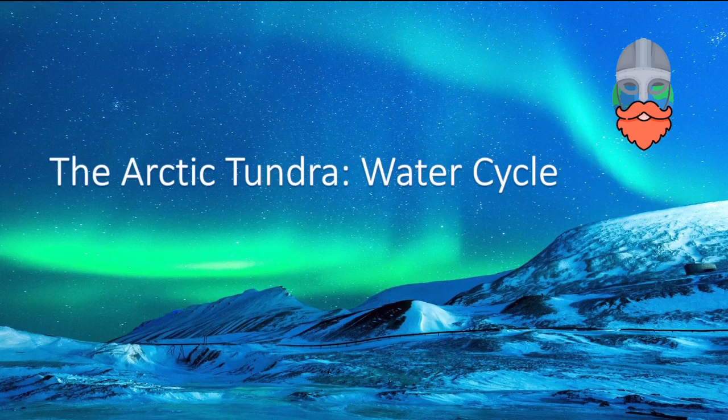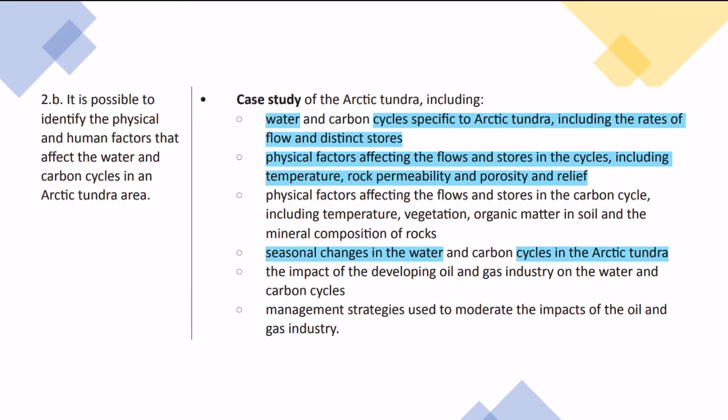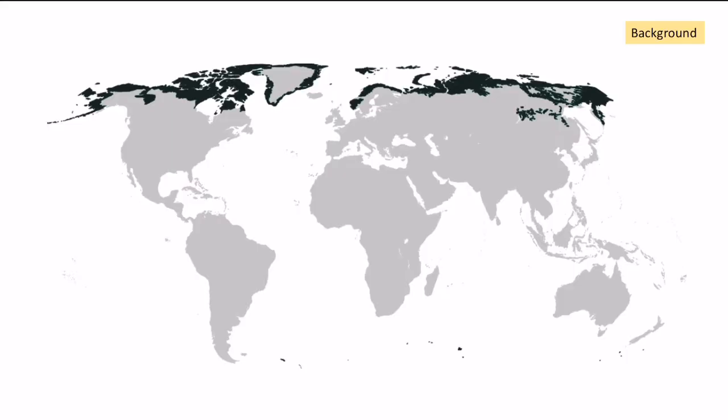In today's video, I'm going to be talking about the Arctic tundra and specifically the water cycle in the Arctic tundra. This is for the OCR A-Level Geography spec, and I've highlighted in the Earth Life Support Systems part of the spec where we speak about the water cycle, physical factors that affect it, and the seasonal changes in the water cycle. So here's a map of the Arctic tundra.